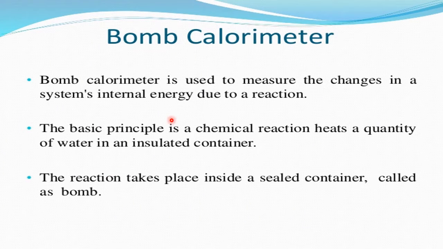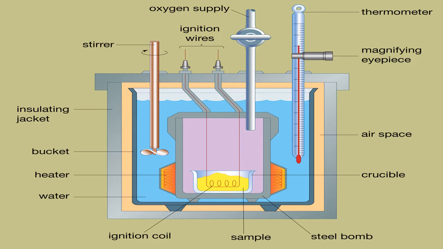First is the bomb calorimeter. The bomb calorimeter is used to measure the change in the system's internal energy, delta U, due to a reaction. The basic principle is that a chemical reaction heats a quantity of water in an insulated container, which is called a calorimeter. The reaction takes place inside a sealed container called a bomb, and whatever energy change there is, that is noted using the thermometer. And this is the bomb calorimeter. In short, I will explain.